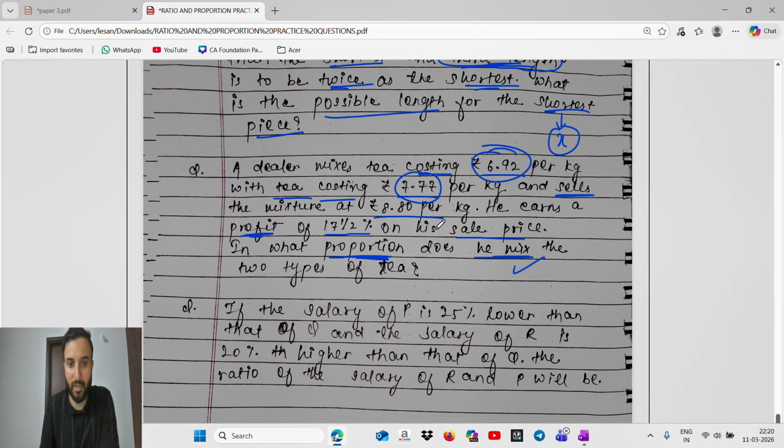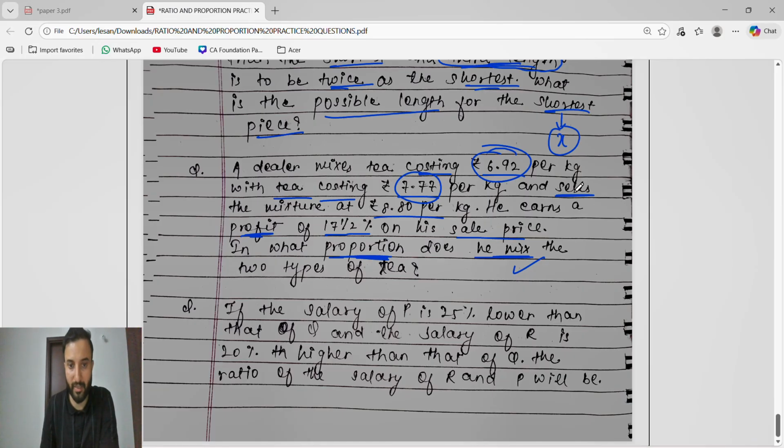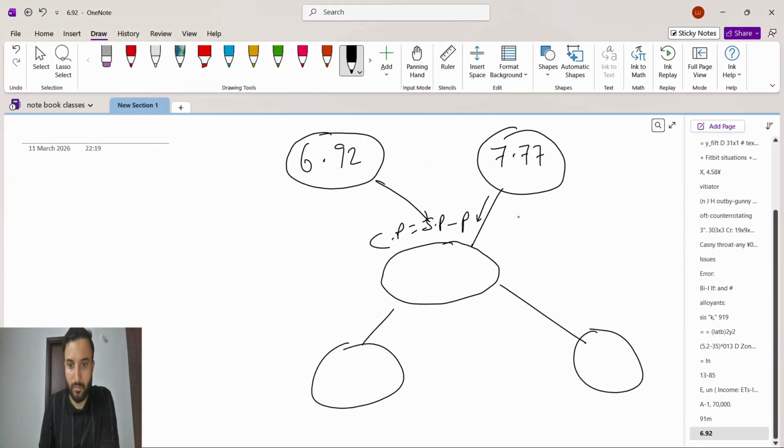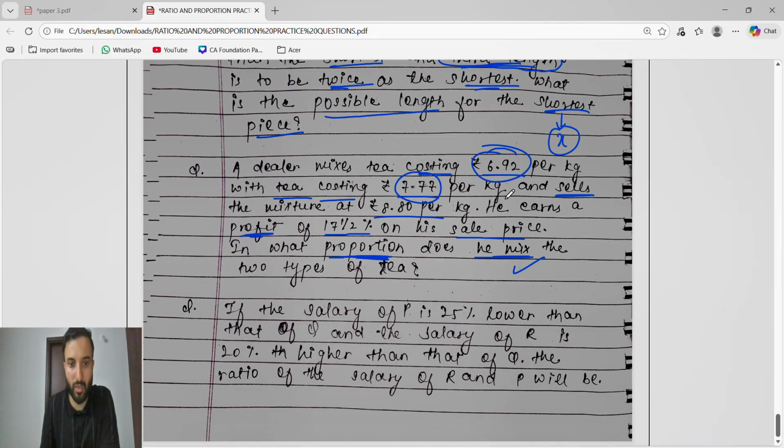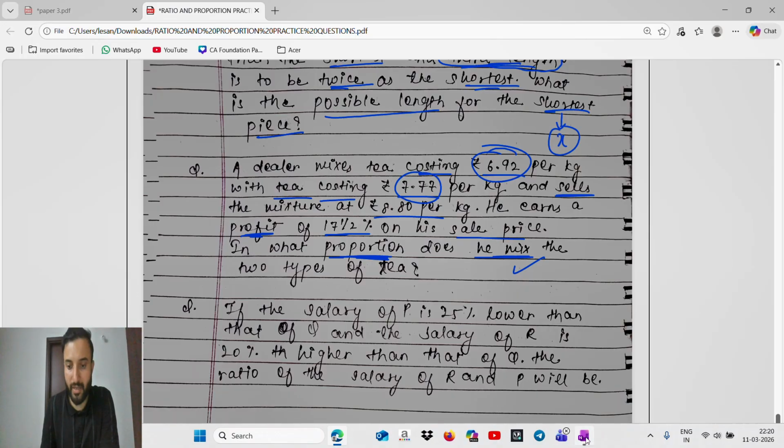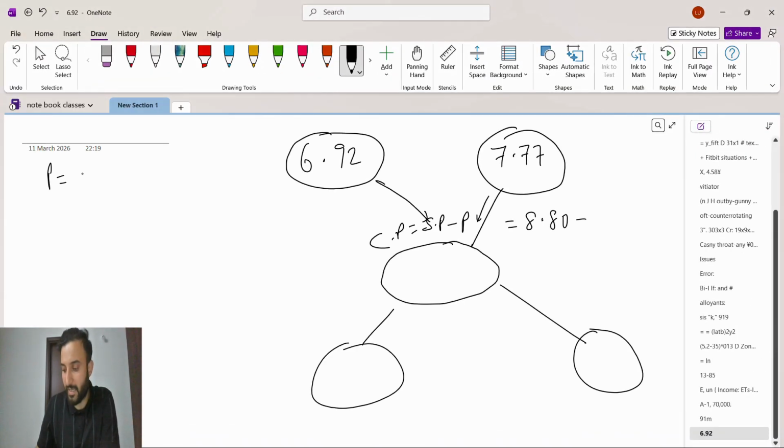So what is the selling price? The selling price they give is 8.8 per kg. Sales means selling price. 8.80 per kg minus profit. We have to find the profit. He earns a profit of 17.5% on his sale price. How will we write 17.5? 17 times 2 is 34 plus 1 is 35, so 35 by 2. 35 by 2 means 17.5.